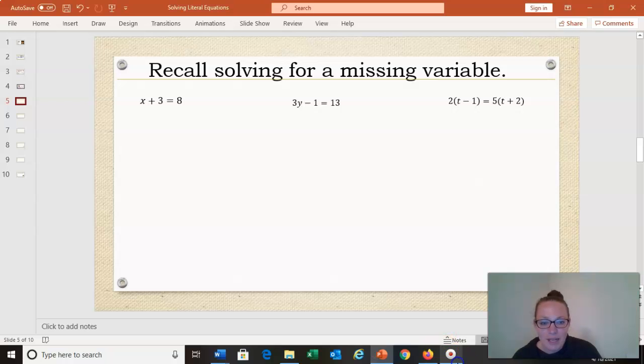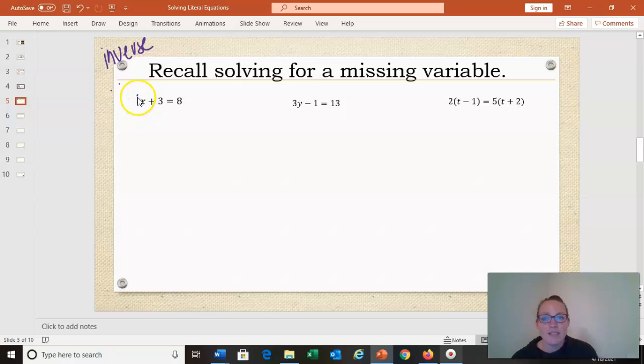All right, so now we are going to actually practice and recall solving equations. This is going to help us get into the groove for our literal equations. And I know that you guys have done this a lot, and we're going to be working with inverse functions, right? So here, our goal is to solve for x. So we want to get x all by itself.